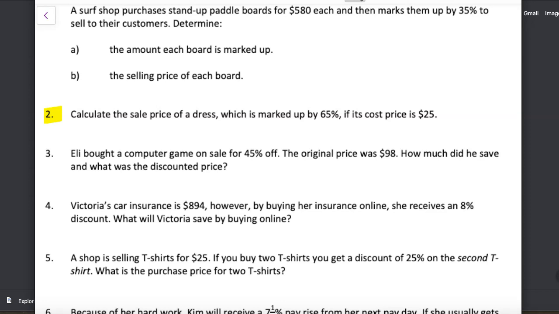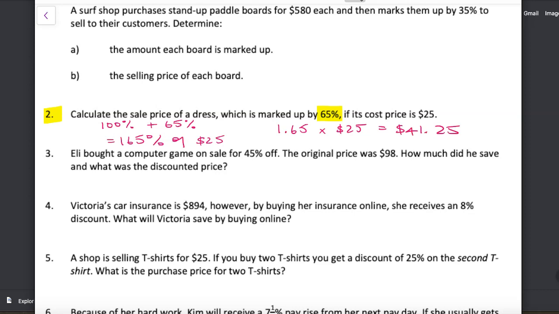So because I want to mark up by 65%, it means that I want to take 100% of its price and add on 65%. So really, I want 165% of the price of the dress. So I'm going to use method 2 here. 1.65 is the decimal equivalent, times the $25 dress. And placing that into my calculator, I will find that I'm going to sell this dress for $41.25 to my customer.